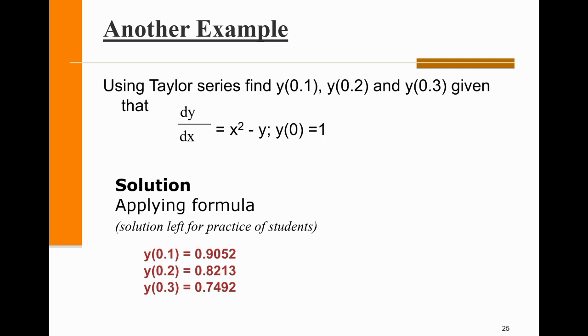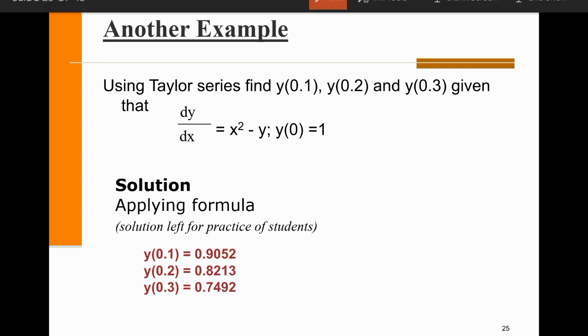Another example. Again, I have left this solution part for students for practice purposes. So you can calculate yourself, get the values, and compare the result with my values, right? So this is your slope now, and this is your initial value: x naught is 0 and y naught is 1. Now here in this part you have to calculate the values of y1, y2 and y3, right? So these are y1, y2 and y3.